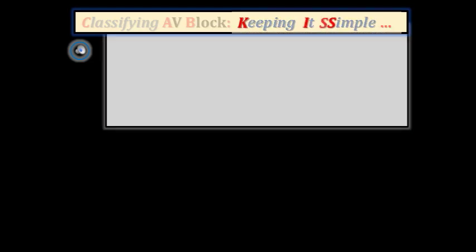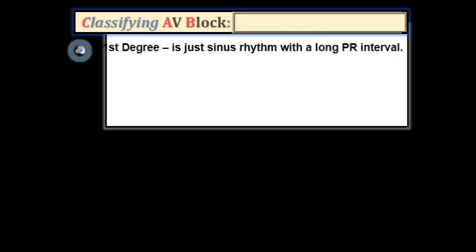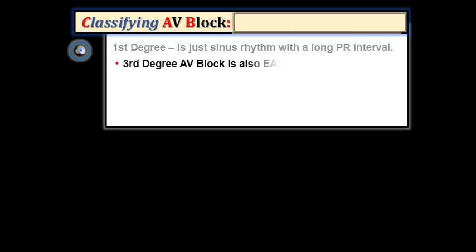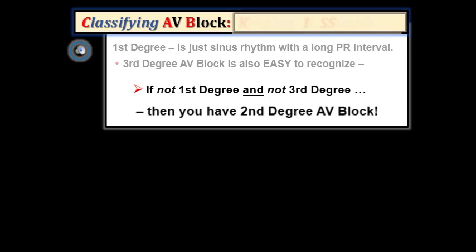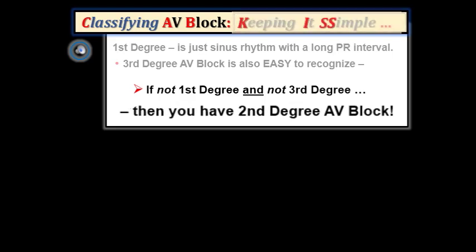First degree AV block is easy to recognize. It's just a sinus rhythm with a long PR interval. Most of the time, third degree or complete AV block will also be surprisingly easy to recognize, as we'll see in a minute. Therefore, keeping it simple, if you have AV block and the block is neither first degree nor third degree, then it's got to be a type of second degree AV block. KISS method.